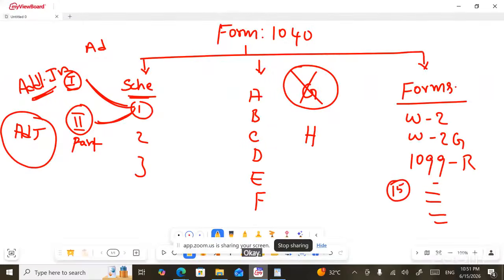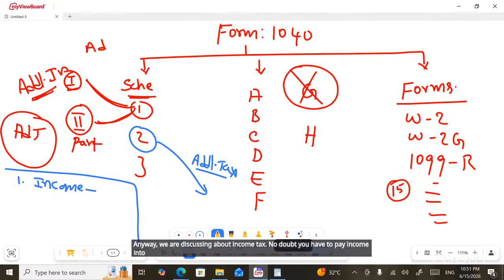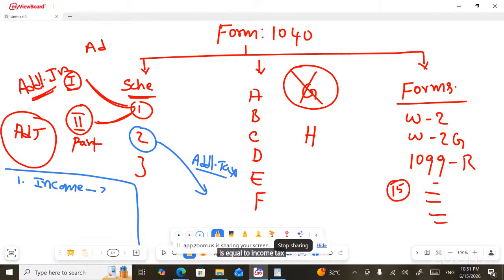Okay. Now coming to schedule 2. Schedule 2 is nothing but the additional taxes. What is the meaning of additional taxes? Anyway, we are discussing income tax. No doubt you have to pay income tax, say $20,000. Apart from that income tax, we need to pay some other varieties of taxes.